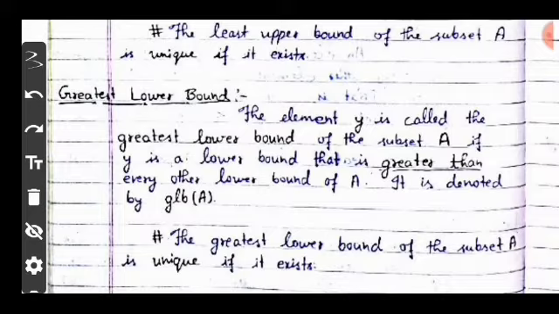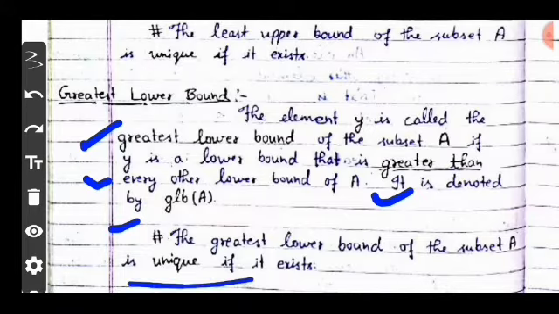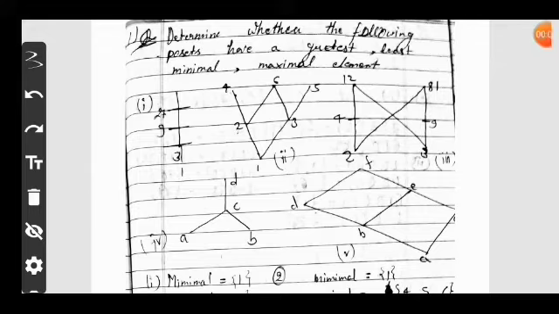And coming to the greatest lower bound, it is also called infimum. The element y is called the greatest lower bound of the subset A if y is a lower bound that is greater than every other lower bound of A. It is denoted by GLB of A. Now, an important point is that the greatest lower bound of the subset A is unique if it exists.